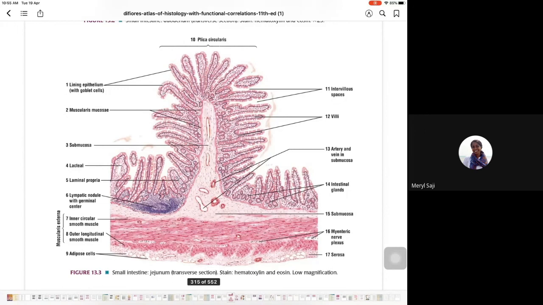Figure 13.3, small intestine, jejunum, transverse section, stain H&E, low magnification. On the top it's labeled plica circularis. Then lining epithelium with goblet cells, muscularis mucosae, submucosa, lacteal, lamina propria, lymphatic nodule with germinal center, muscularis externa with inner circular and outer longitudinal smooth muscles, adipose cells, intervillous spaces, villi, artery and vein in submucosa, intestinal glands, submucosa, myenteric nerve plexus, and then serosa.